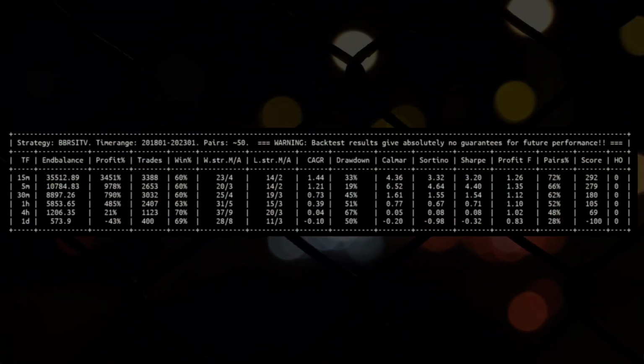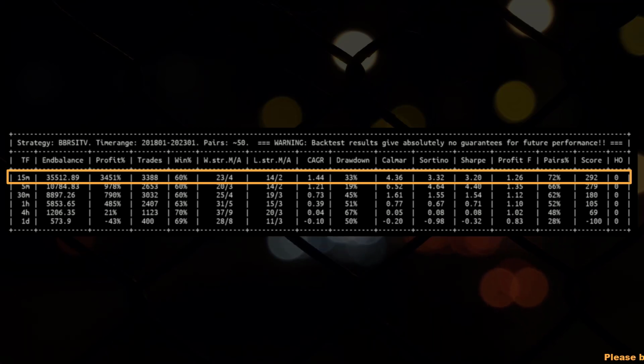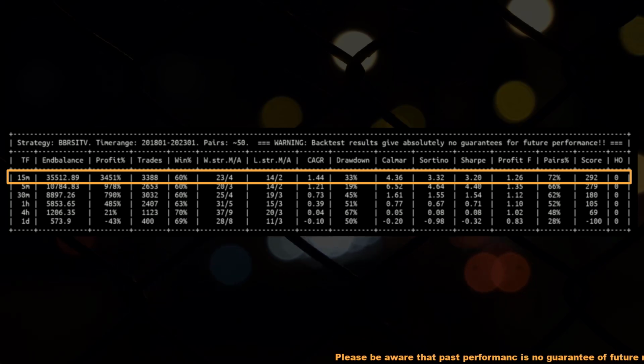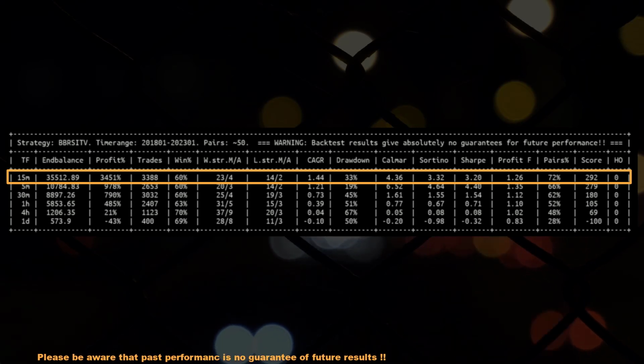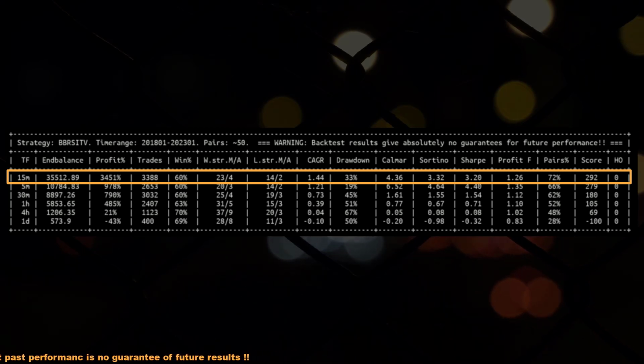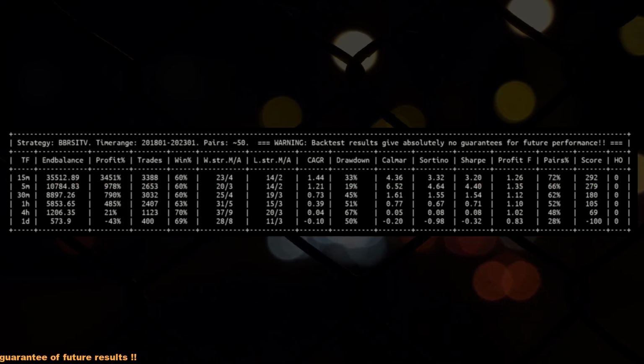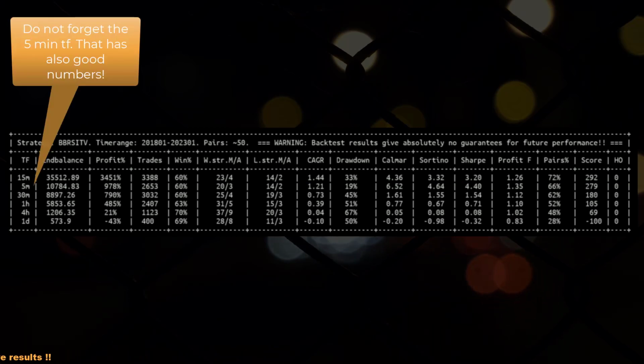I will only test the main strategy class here for this video and see if there is further investigation advisable. The initial backtest result of this spot trading strategy looks very promising. The best time frame here is 15 minutes and it has over 3,400% profit in the past. The win rate is 60% and on average you have 4 winning trades and only 2 losing trades after another, with a maximum win streak of 23 trades in the backtest, and the maximum drawdown was only 33%.